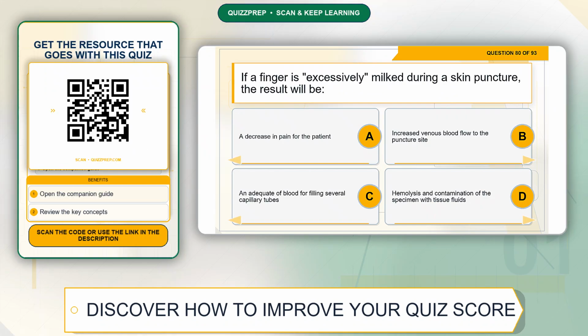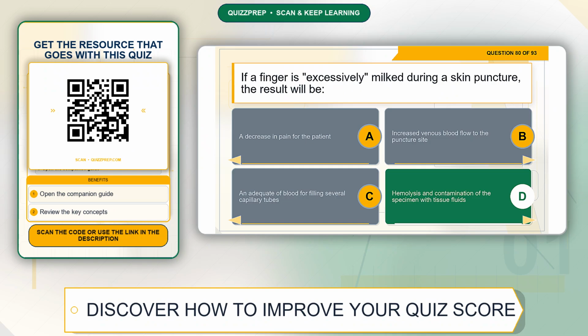Question 80. If a finger is excessively milked during a skin puncture, the result will be: Option A, a decrease in pain for the patient. Option B, increased venous blood flow to the puncture site. Option C, an adequate amount of blood for filling several capillary tubes. Option D, hemolysis and contamination of the specimen with tissue fluids. The correct answer is option D, hemolysis and contamination of the specimen with tissue fluids.